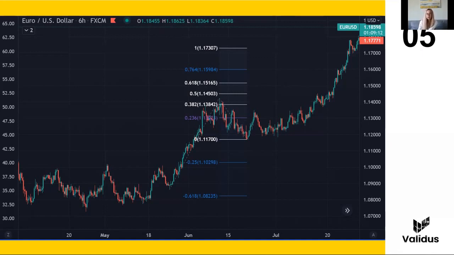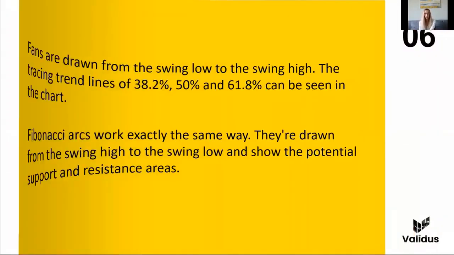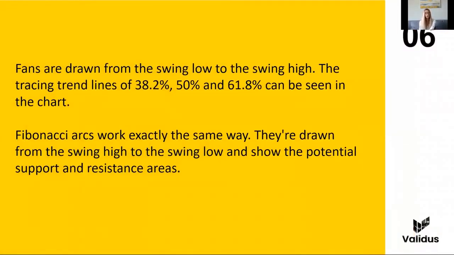Fibonacci fans and arcs. Let's see. So Fibonacci ratios are used in different ways. Fibonacci fans and arcs are tools to find potential support and resistance levels. Just like other Fibonacci tools, fans are drawn from the swing low to the swing high. The tracing trend lines of 38.2, 50, and 61.8% can be seen in the chart.